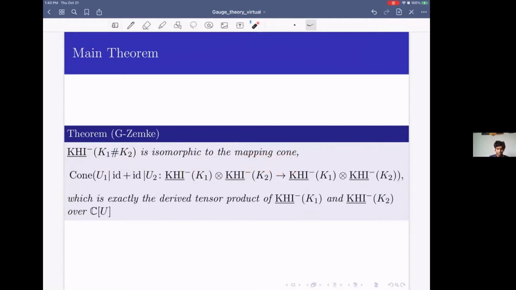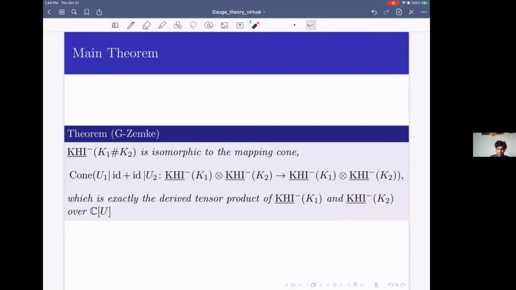I'm looking at the usual tensor product over the field K, I mean the ground field. I'm looking at this map, U1 tensor identity on this coordinate and identity here, and U2 here. If I take the mapping cone of that map, then it is exactly isomorphic to the minus version of the connected sum. And this is also a model for the derived tensor product of two F[U]-modules over the ring, say, F[U].